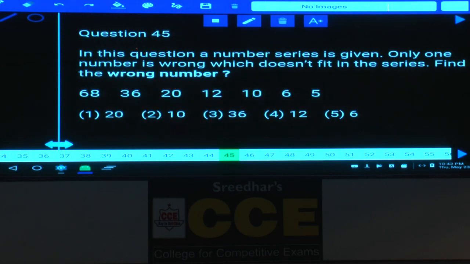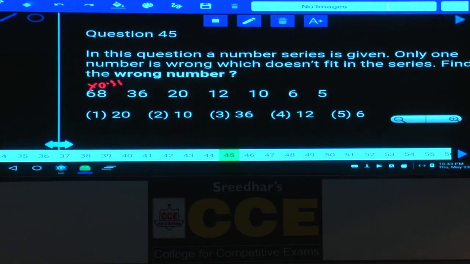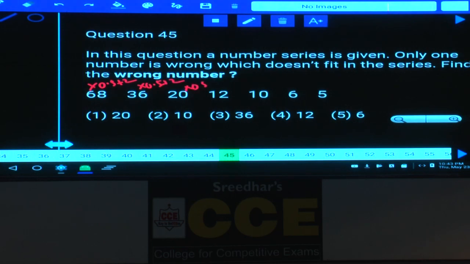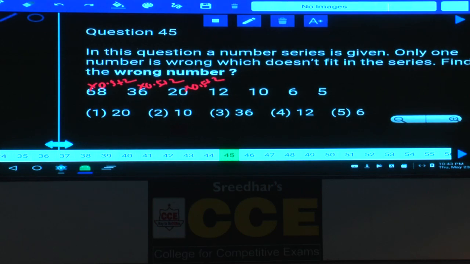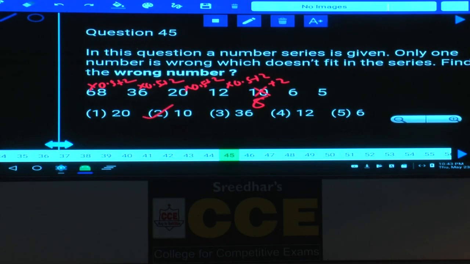Then question number 45: 68 and 36. How to express this one? 68 into 0.5 is 34 and plus 2 is 36. 36 into 0.5, 18. 18 plus 2, 20. 20 into 0.5, 10. And 10 plus 2 is so much? 12. And 12 into 0.5 is so much? 12 into 0.5, 6. 6 plus 2 is 8. 8 into 0.5, that is 4. 4 plus 2 is 6. And 6 into 0.5, 3 plus 2 is 5. Then what is the wrong number here? 10 is the wrong number. Hence choice 2. Clear now?